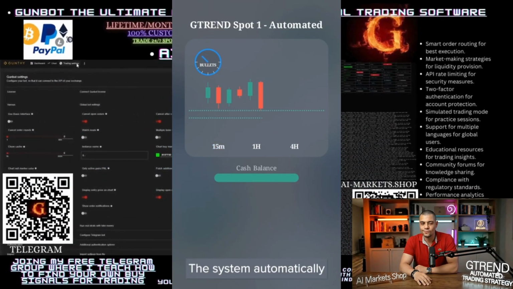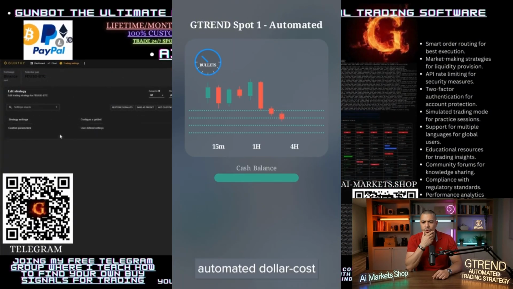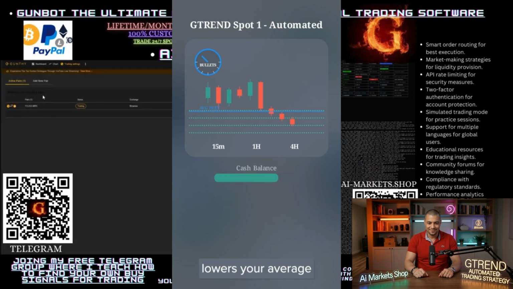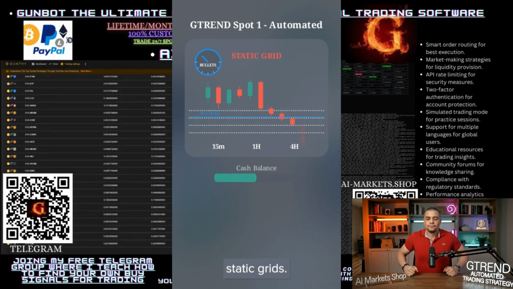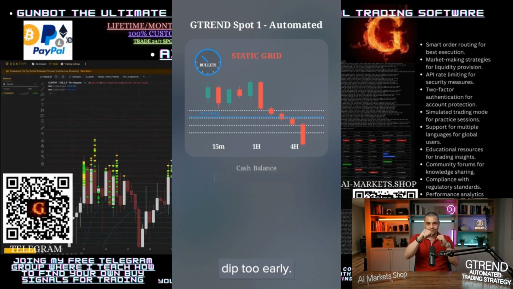The system automatically spaces out its buy orders at different price levels, creating an automated dollar-cost averaging, or DCA, entry grid that systematically lowers your average purchase price. But market volatility ignores static grids. If the chart crashes, a rigid grid rapidly drains your cash buying the dip too early.